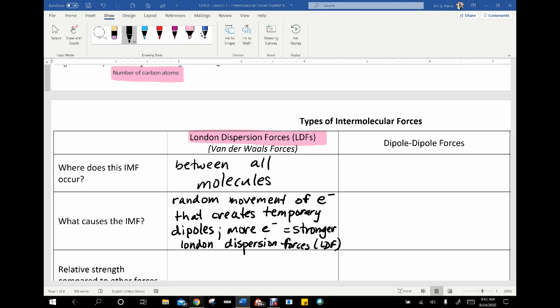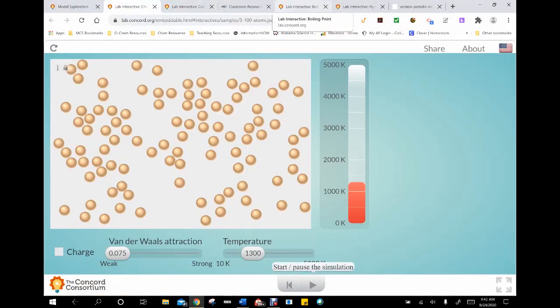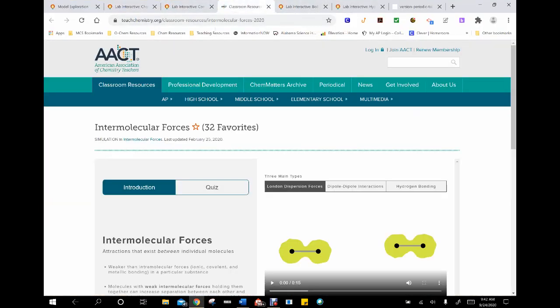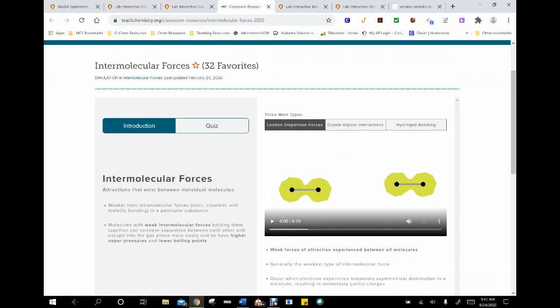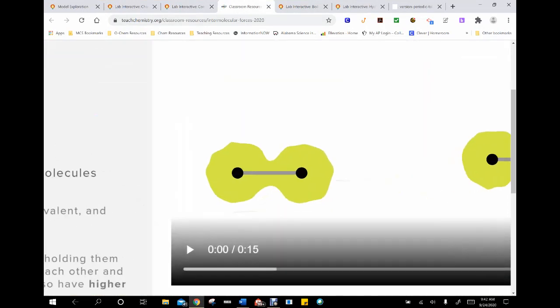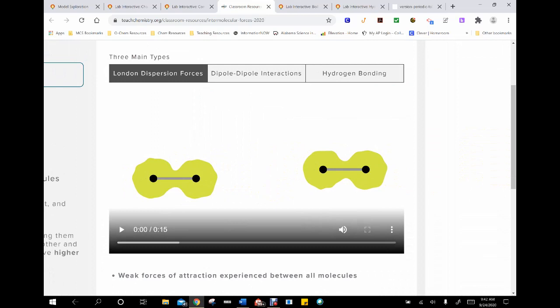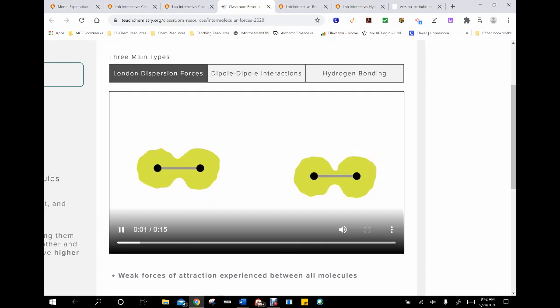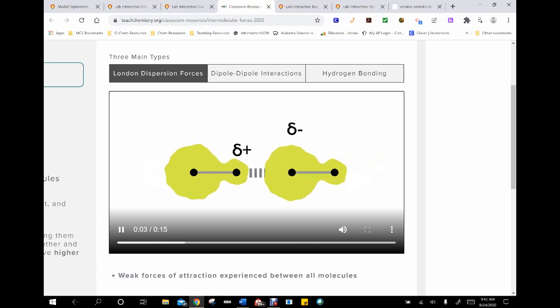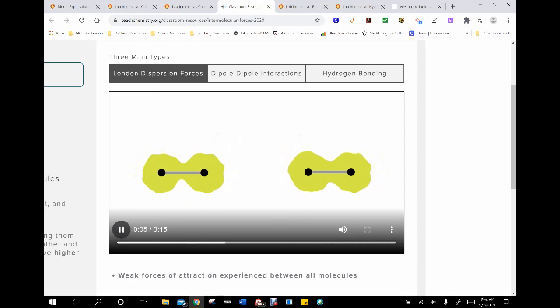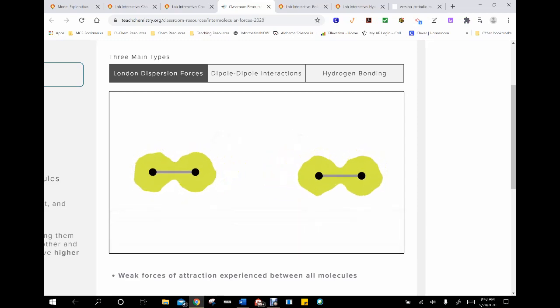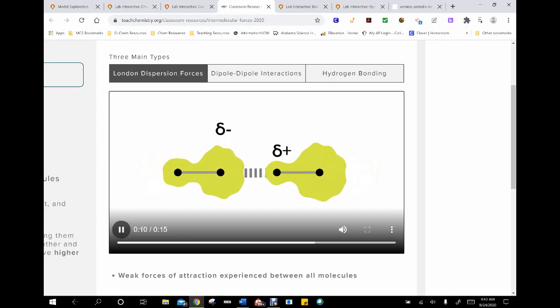And so here's how this works. I'm going to take you to a quick video. Here it is. All right. What we're going to see is that even though we haven't talked about electrons a lot, all molecules have what's called an electron cloud that surrounds them. And when 2 molecules with electron clouds get close to each other, their clouds can temporarily shift to create a dipole.